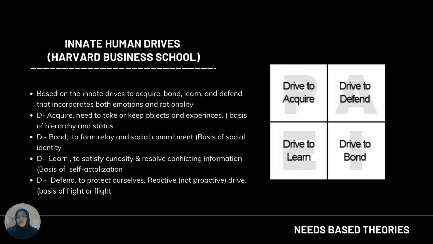The last drive, drive D, define and defend. This drive is met mostly through an employee's feeling of alignment and connection to the organization. This can be done through a company vision or reputation and their performance management system. Organizations that have a strong vision and positive reputation in the marketplace can help create that element with the employees.